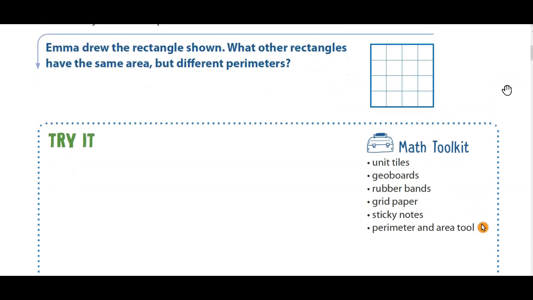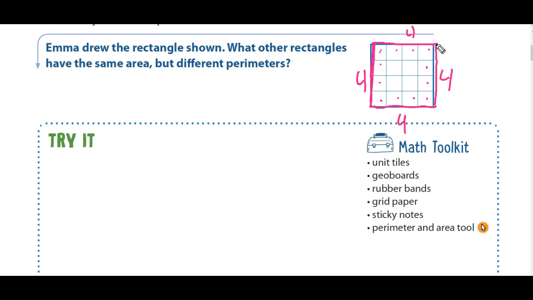So the perimeter of this, she has 1, 2, 3, 4. 4 on this side, 4 on this side, 4 on this side, and 4 on this side. So her perimeter would be 16. Actually, it's not even 12. It's 4 here, plus 4 is 8, plus 4 more is 12, plus 4 more is 16.